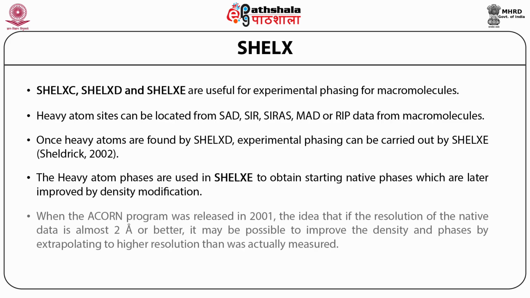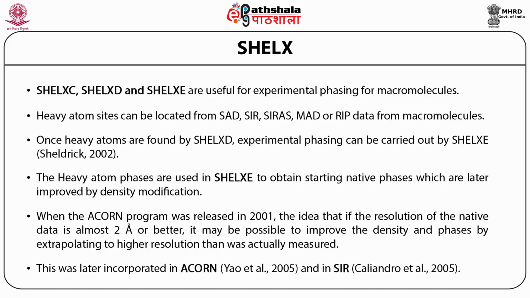When the direct method program ECON for macromolecules was released in 2001, the idea was that if the resolution of the native data is almost 2 angstrom or better, it may be possible to improve the density and phases by extrapolating to higher resolution than was actually measured. We did some modifications on that while feeding the input and made it work even at a resolution lower than 2 angstrom, and having got encouraged by this, Fodi, the main author of this program, ECON, appreciated our attempt, and the later versions also incorporated that. Now the program can work automatically up to 2.5 angstrom or so.